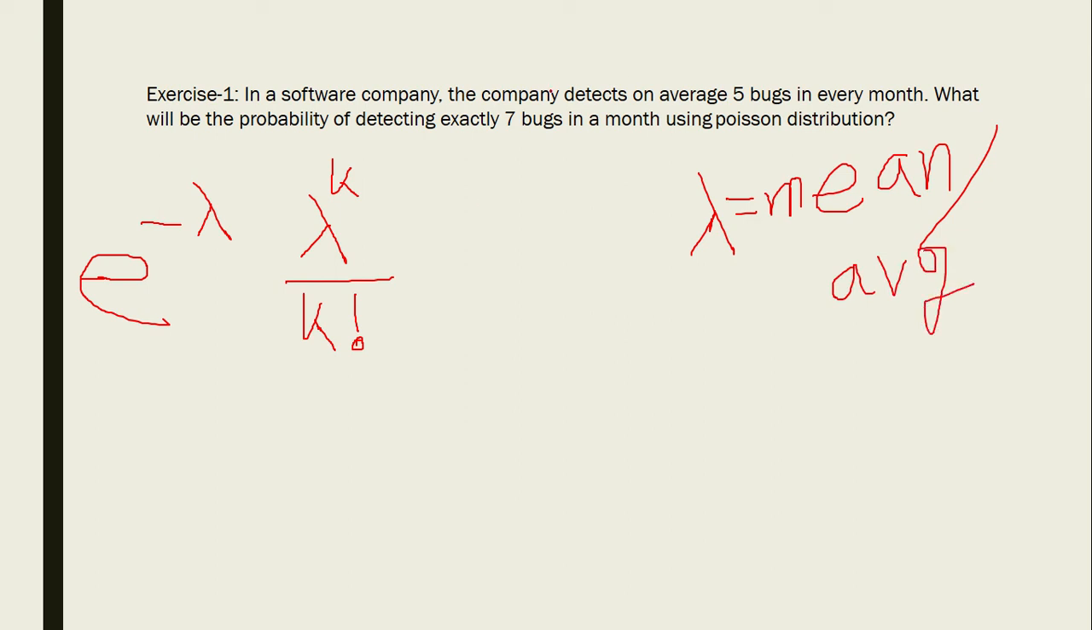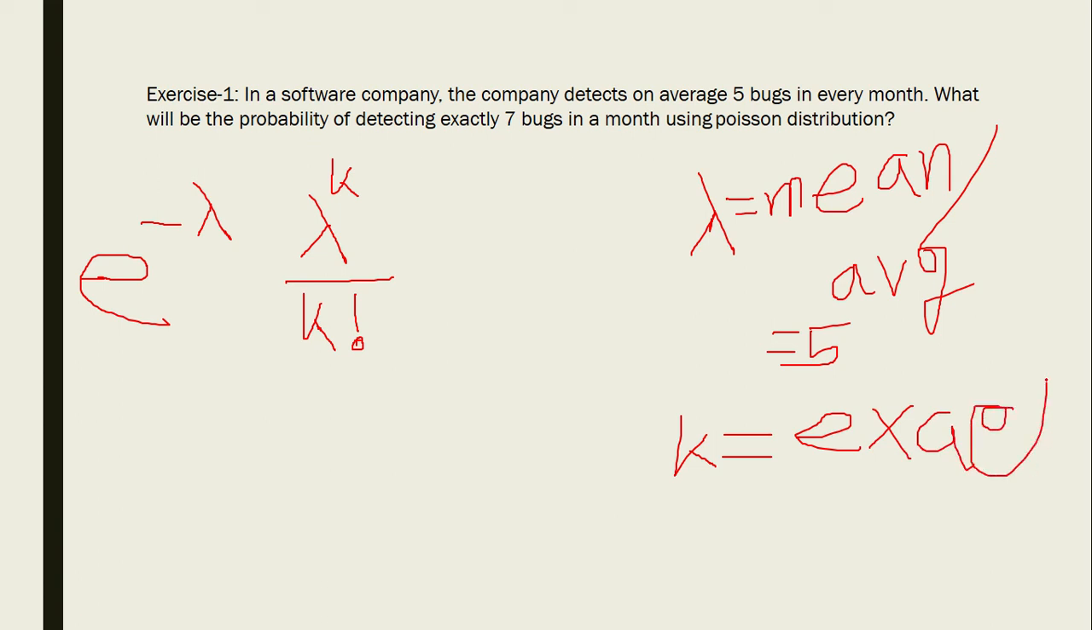In this question you can see that it is given that the average is 5. That means lambda equals 5, and this k is exactly how many we want. K is the exact number or exact amount, right? So how many do we exactly want? We want 7, right? So that means k equals 7.